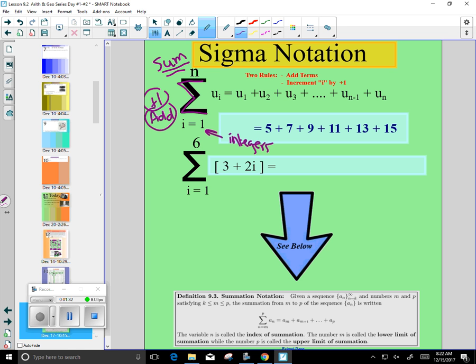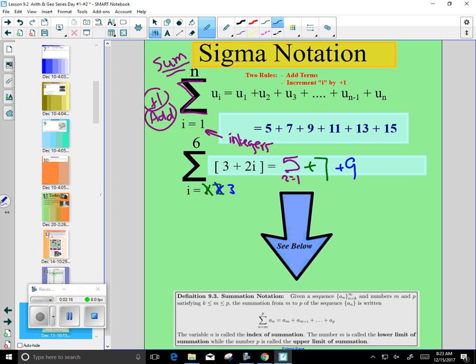So, for example, if you took this sum, i goes from 1 to 6. So the first thing i is going to be equal to will be 1. So if i is 1, 2 plus 3 is 5. Then we're going to add it to this ratcheting up to 2. So now you're going to go 2 times 2 is 4 plus 3 is 7. Then you're going to ratchet it up one more to 3. 3 times 2 is 6, plus 3 is 9.